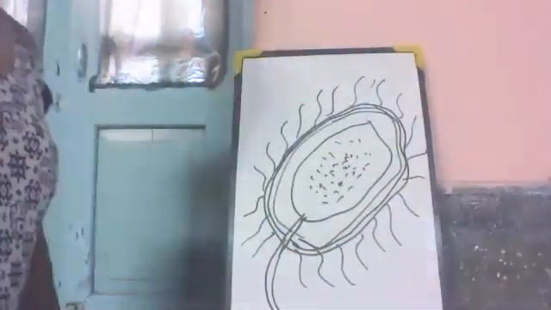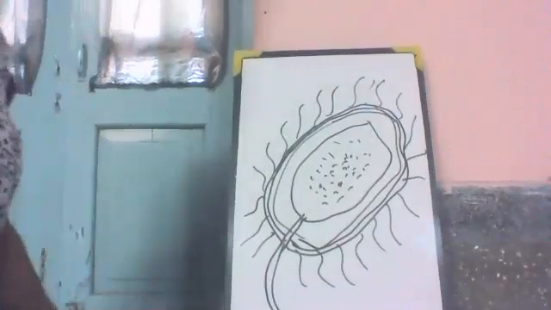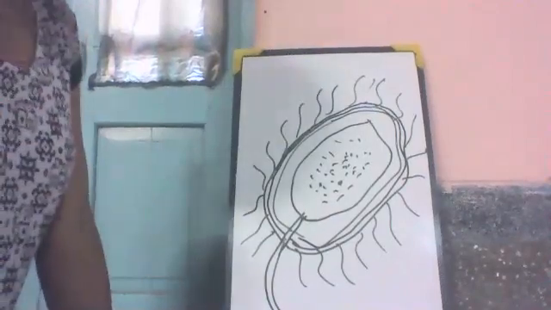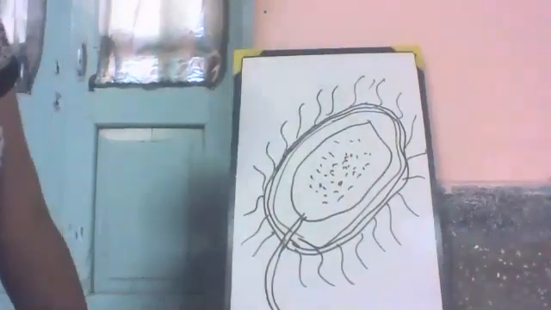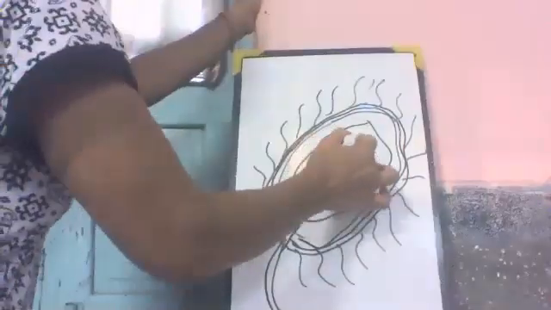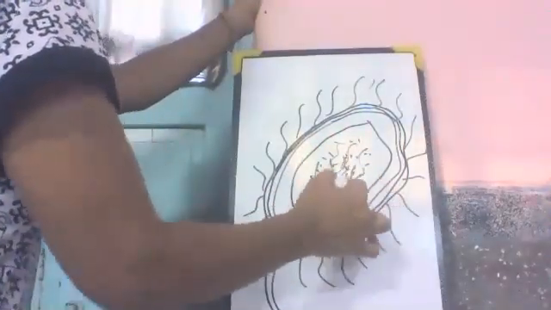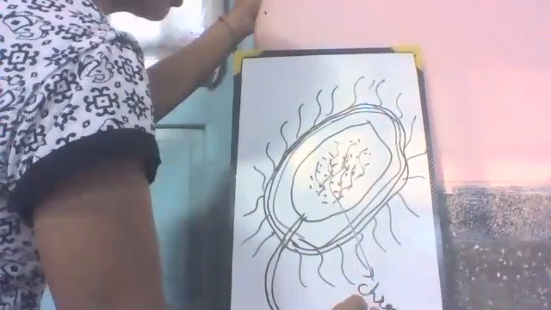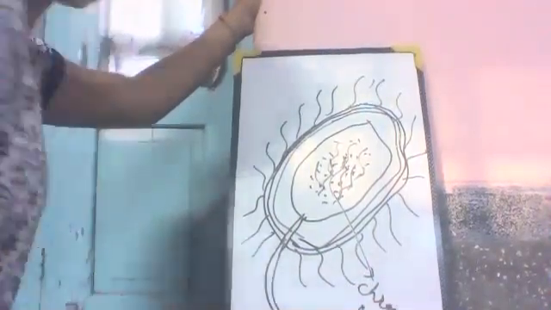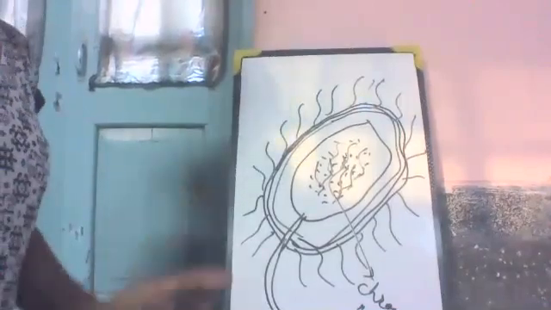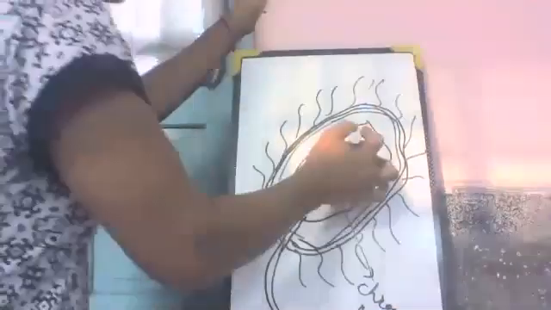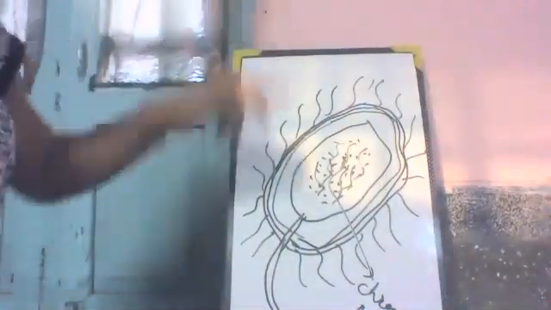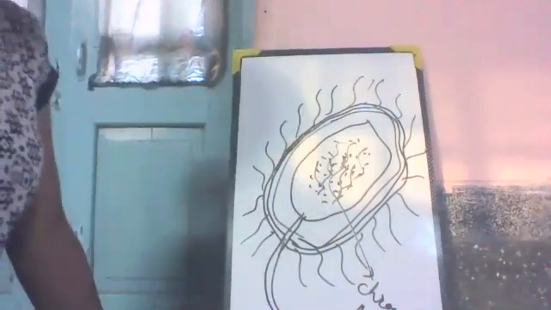Have a look. Bacteria is a unicellular organism. It spends its whole life in only one cell. It contains chromatin material in the center. Now, the chromatin material is not bounded by a nuclear membrane. It does not have any nuclear membrane. This chromatin material is scattered in the cytoplasm.